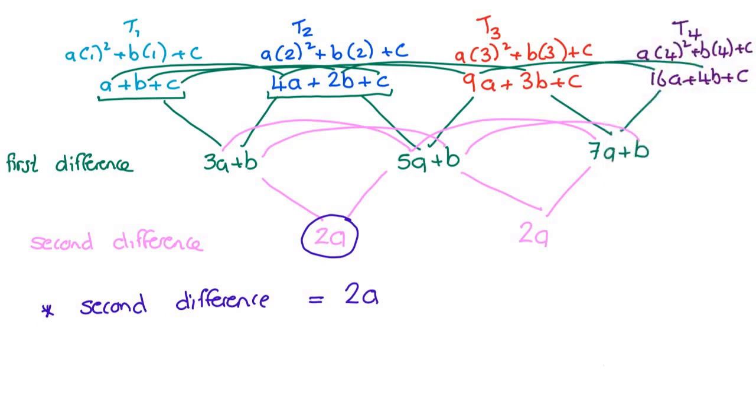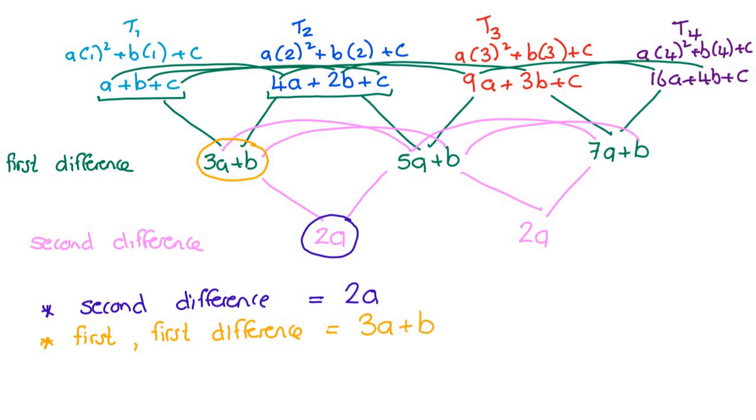Now, the kind of cheating method is the fact that if you look at this, I'm afraid my brain doesn't have space to remember all this stuff, so I always do the other method. But this is a really, really useful method. My first difference. So not any of the first differences, because remember the first differences aren't constant here, but my first difference is equal to 3a plus b.